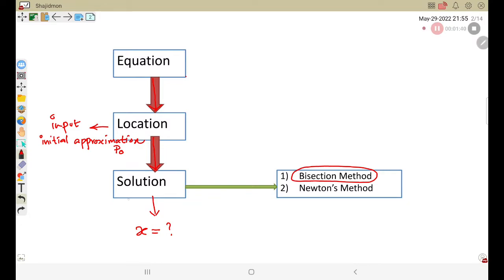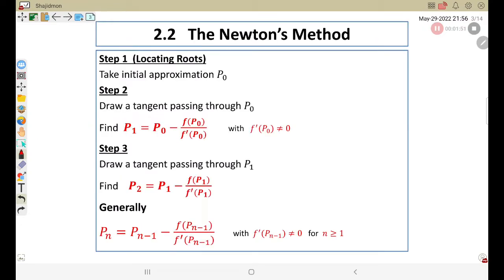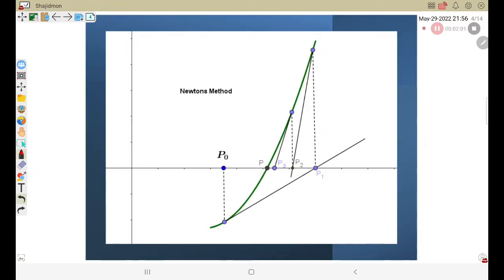Now from that input number we find the solution, x equal to how much, by using the second program, that is Newton's method. We will see the procedure: what the steps are, how this computer program runs. We will consider this graph also together, and from this graph you can understand more. Then compare with our rules so that we can do the questions easily. We are not going into theory more deeply because we already explained it in the previous classes.